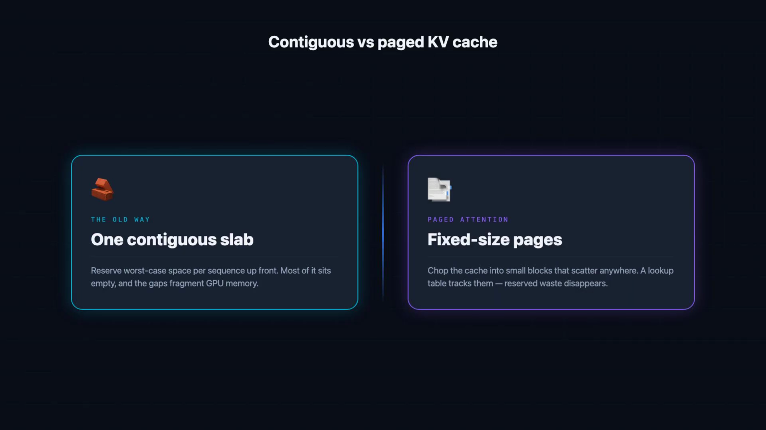PagedAttention throws out the contiguous requirement entirely. It chops the cache into small, fixed-size blocks, like pages, and lets them scatter anywhere in memory. A little lookup table remembers where each page landed, so nothing has to sit next to anything else. Reserved but unused waste basically disappears.